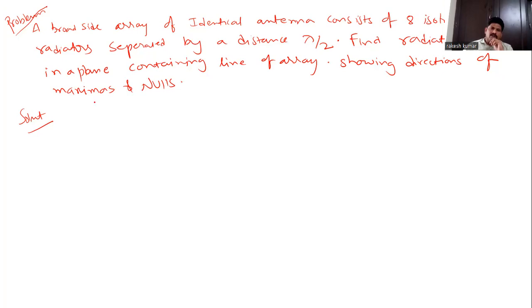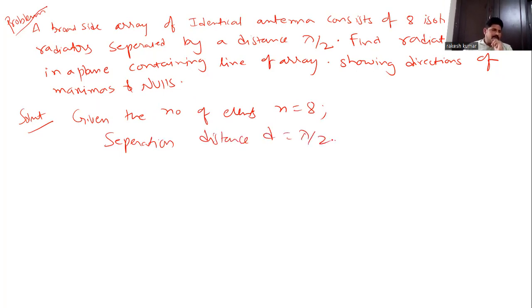Okay. So here, given the number of elements N is equal to 8. The separation distance d is equal to lambda by 2. They have asked to calculate in which direction it will radiate.